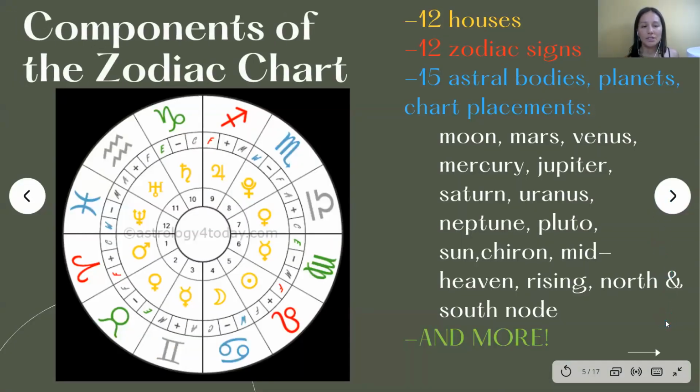The components of the chart. So here are the main components, three things. We've got the houses, which you'll see here, 1 through 12. Those are the houses, and they're always right there. Any chart you look at, this is always going to be the first house, and the same for everything else.